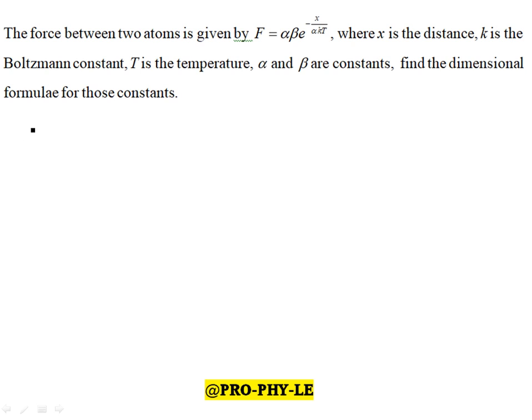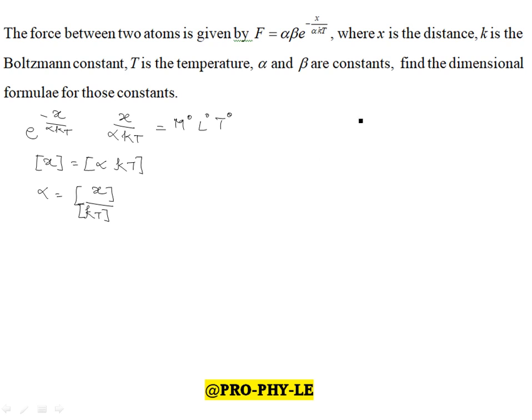Look at this. First I will take that exponent term, e power of minus x by alpha kT. Whenever there is an exponent term in this power, whatever term it is, it will not have any dimensions. That means x by alpha kT is a dimensionless quantity, M power 0, L power 0, T power 0. This is possible when dimensions of x is equal to dimensions of alpha kT. So dimensions of alpha will be equal to dimensions of x by dimensions of kT.